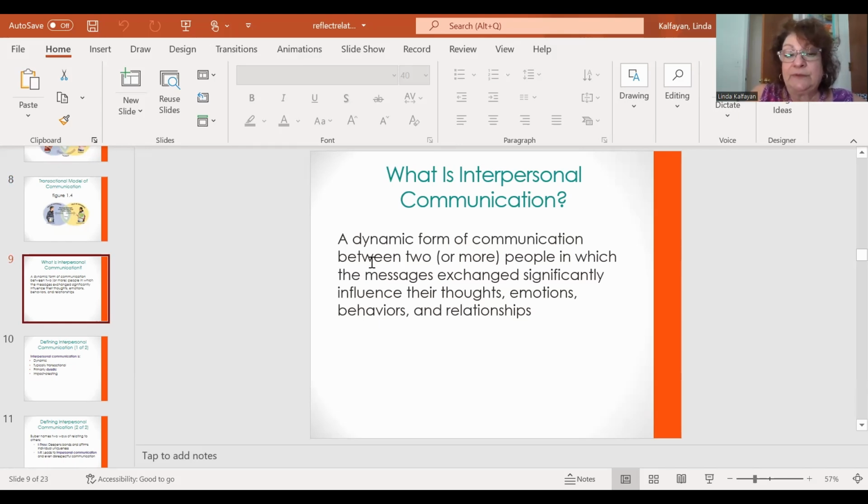So a dynamic form of communication between 2 or more people in which the messages exchanged significantly influence their thoughts, emotions, behaviors, and relationships. And the idea of being a speaker and being involved in an interactive model or a transactional model is to be easily understood. We want our messages to get across to the other in the intended way you want it to, and not to have any unintended information.